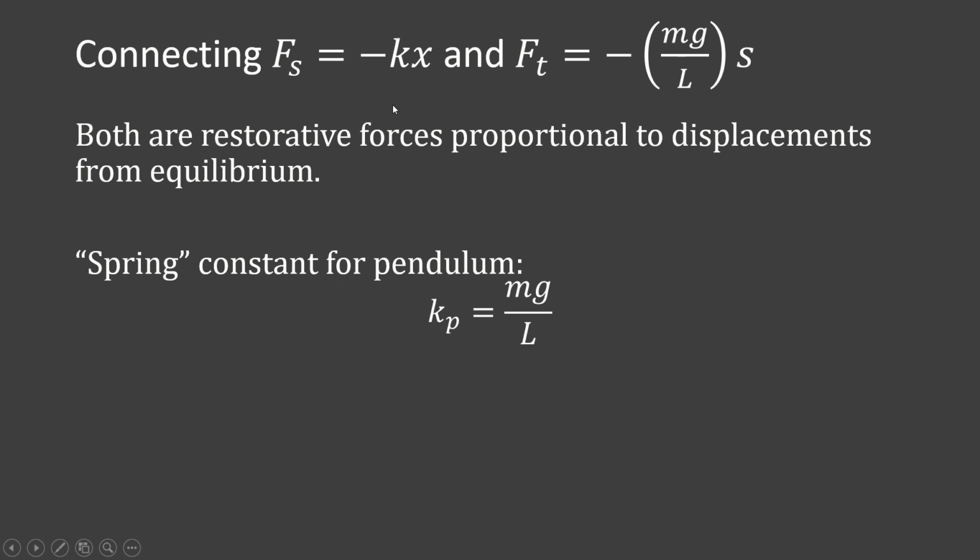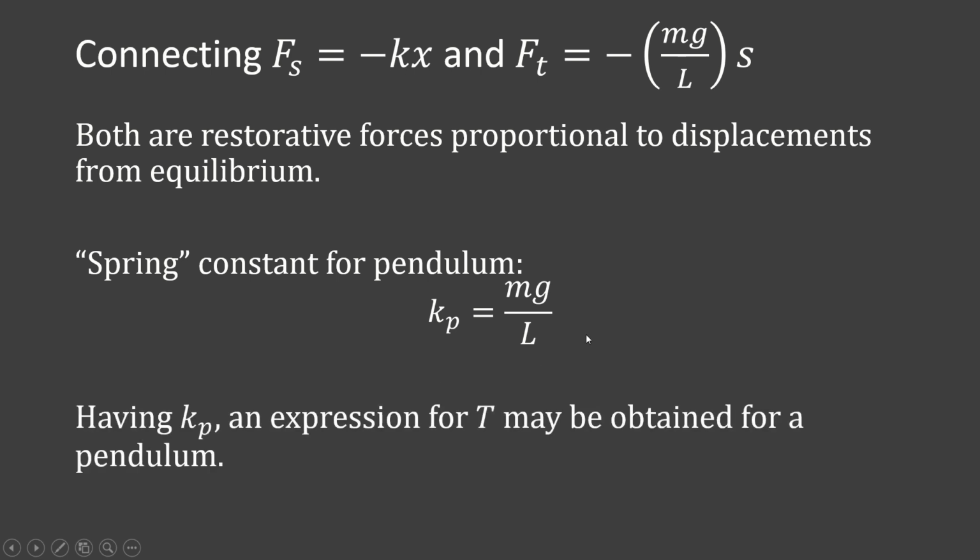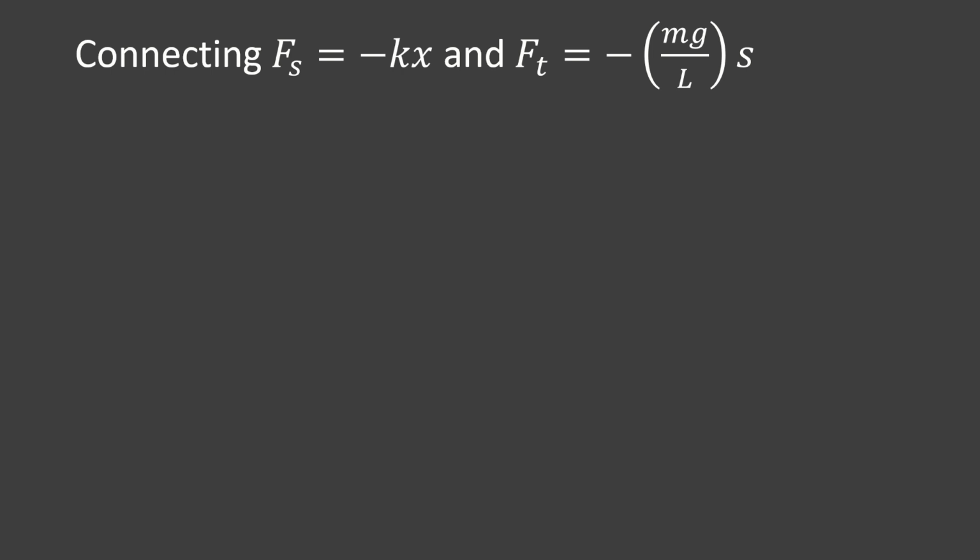And if you just compare the two values, x here and s are both in terms of meters. So that means this k should be similar in terms of its physical quantity to mg over L. So the effective spring constant for the pendulum is mg over L. But since we already have an expression for period a while ago that is related to the mass of the pendulum, or the mass of the spring system, as well as its spring constant, we can also have an expression for the period of a pendulum using the same equation a while ago.